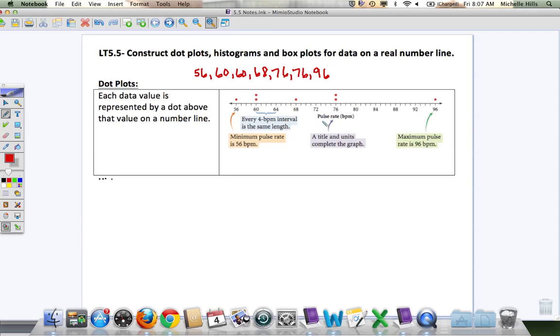Notice that this has a title down here at the bottom, and what the units are, the BPM means beats per minute. And again, this interval is the same. In this case, they're going by ones all the way across. You don't see dot plots often, but you do see them sometimes.